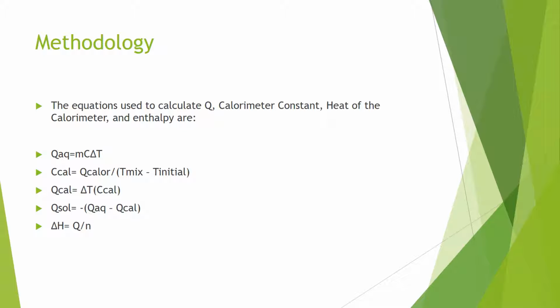The heat of the calorimeter is found by multiplying the change in temperature in degrees Celsius by the calorimeter constant. The heat of solution is found by subtracting the heat of the calorimeter from the heat of the mixture and multiplying by -1. And the change in enthalpy is found by dividing the heat of solution by moles of solid.